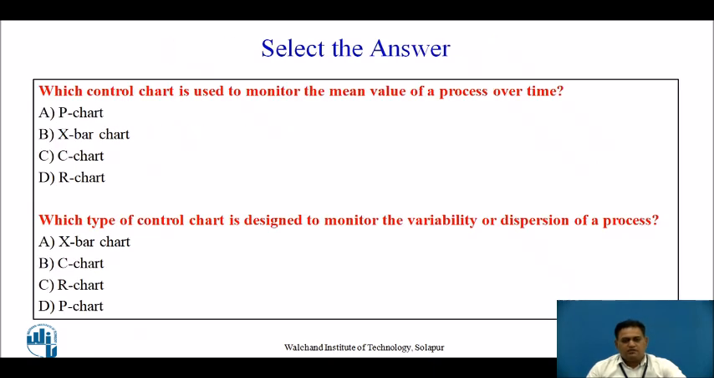Now let's answer the following questions. Which control chart is used to monitor the mean value of the process over time? These are the options. Which type of control chart is designed to measure, or you can say monitor, the variability or the dispersion of the process? These are the options. Now focus on the overall monitoring of the variability or the dispersion of the process. So answers are as highlighted in this particular slide.